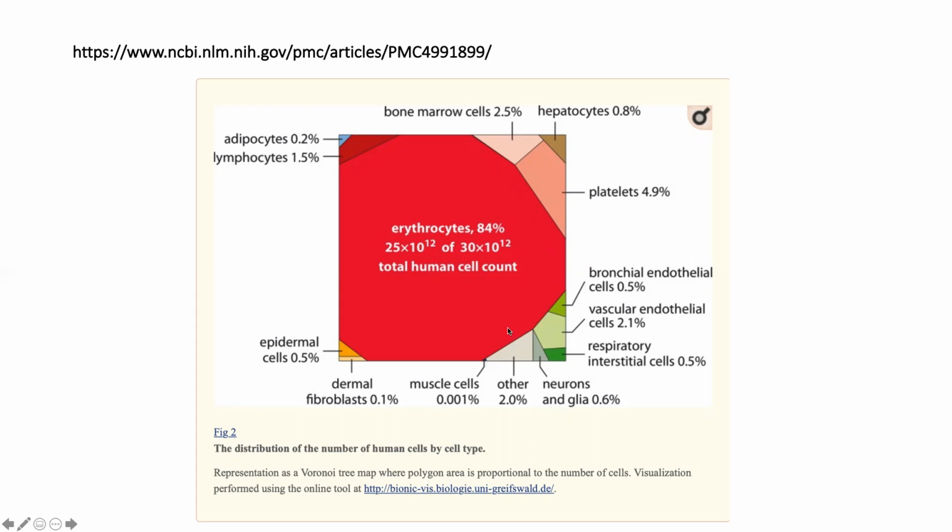And most of the cells in our body come from the red blood cell, which is called erythrocyte. Muscle cells contribute small amount, neurons contribute small amount, the fat adipose tissue contributes small amount. So which means in total of the trillions of cells, the erythrocyte is the most abundant cell in our body.